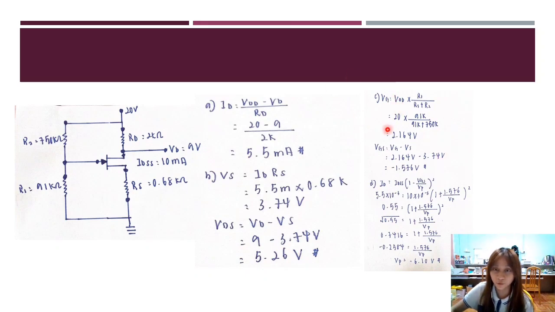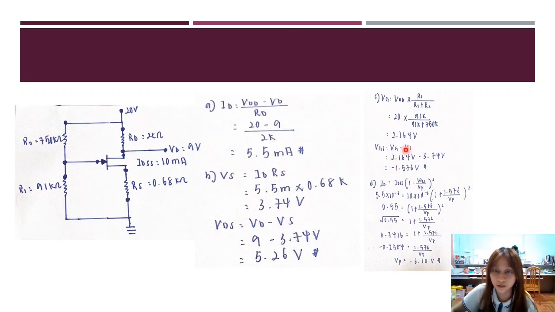Next, we will find the VG. How do we find the VG? We use the voltage divider formula, which we have learned before. VG equal to VDD, the total voltage, times R1 divided by R1 plus R2, and we'll get an answer of 2.164 volts.